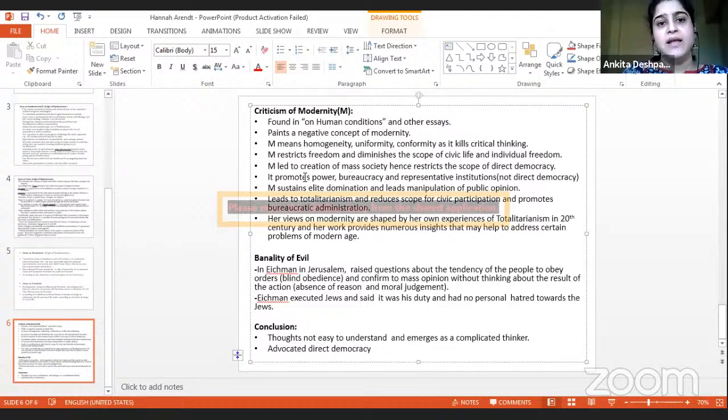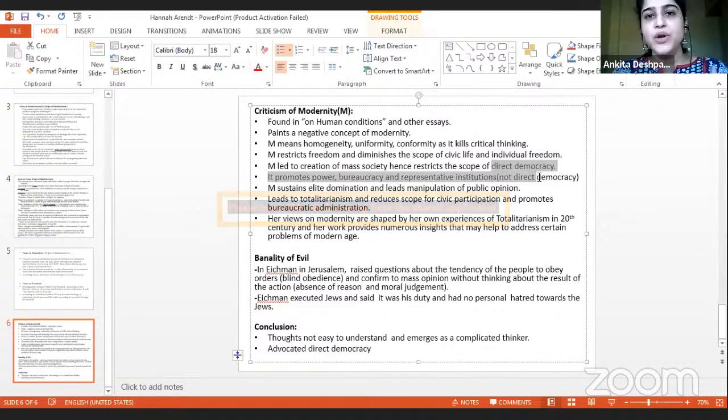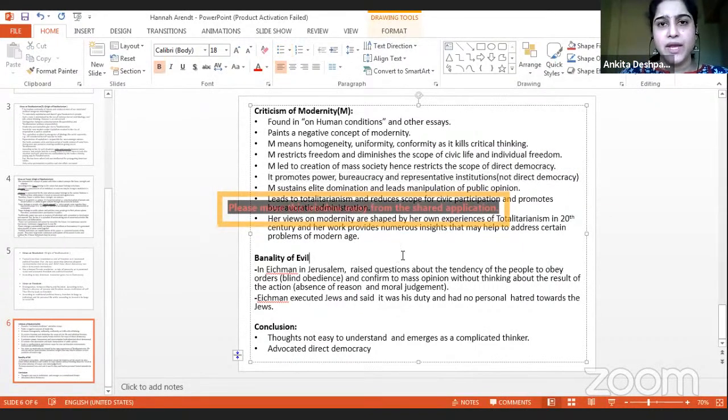She again said that modernity leads to creation of a mass society, hence it restricts direct democracy. Mass people meaning majority people. So because it is related to majority people, what will happen? Rule of majority will happen. That's exactly what J.S. Mill was afraid of. Same thing she starts talking about. And then direct democracy will not be possible. I told you, for her, direct democracy is very important. All right, but she doesn't understand that direct democracy is not always possible. Because of the amount of population that countries have, direct democracy is impractical.